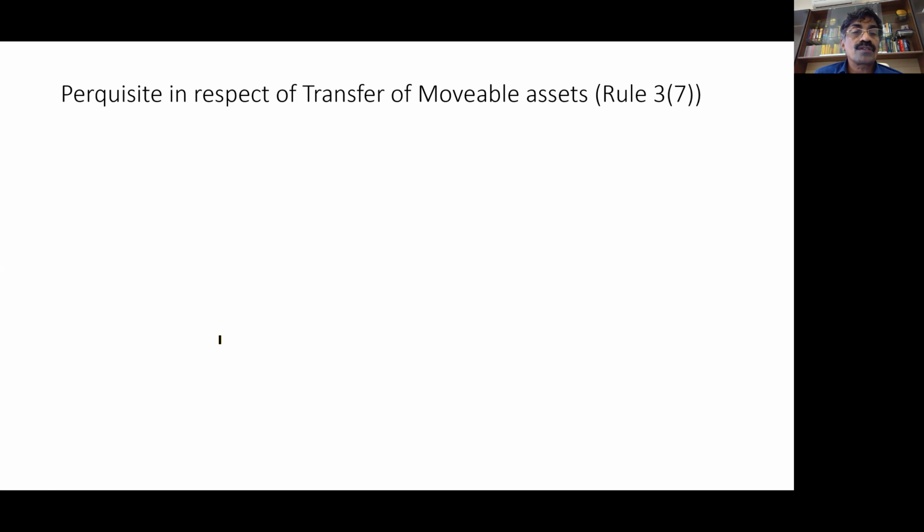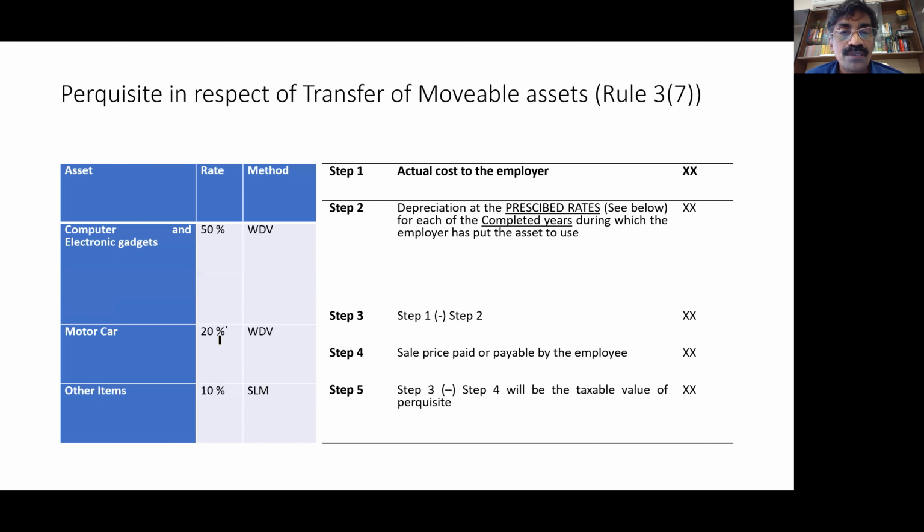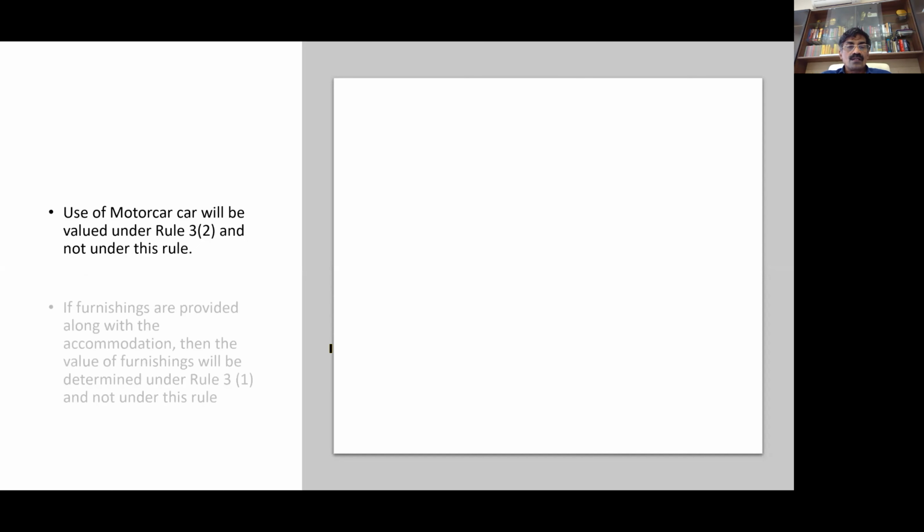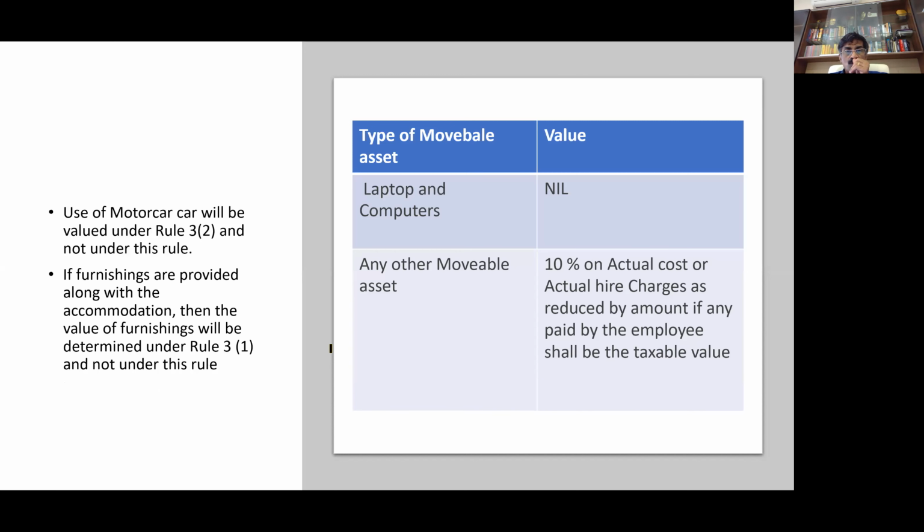So we'll just move to another very important one, which is perquisite in respect of transfer of movable asset and use of movable asset. I'll go to use of movable asset first, which is easier. So what is the difference? The difference between use of movable asset and sale of movable asset is, in the case of use of movable asset, I give the asset to you and you can only use it.